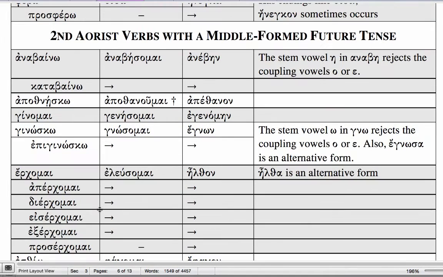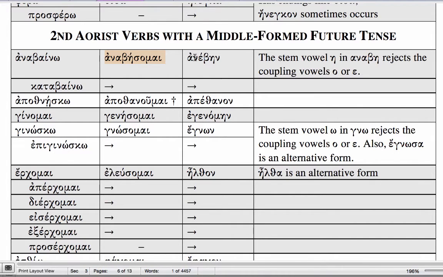Some of these verbs show something rather interesting. The second principal part will actually go to a middle formation. They will start out showing active endings, and then in the formation of the future tense, they will use middle forms, but still with an active translational sense.